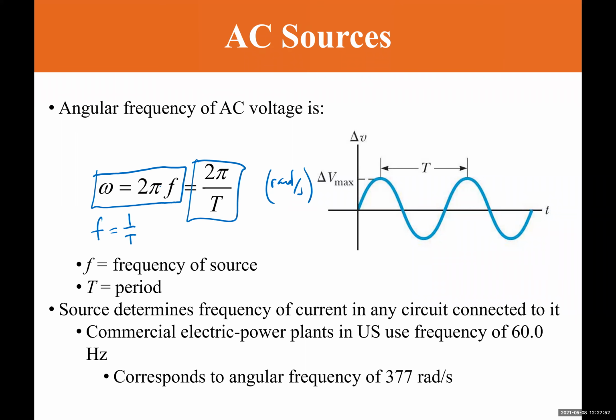That means the equation for the voltage can be written in terms of frequency or in terms of the period. So delta V is equal to delta V max times sine of 2 pi f times t, or equivalently you can replace frequency with the period and write it as 2 pi over the period times t. They will give you exactly the same quantity.